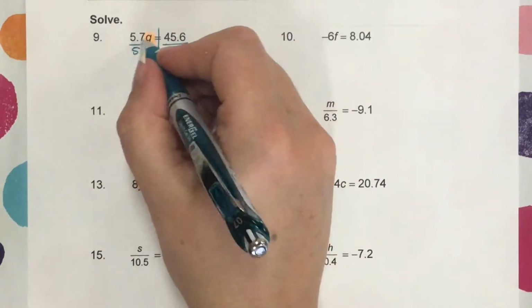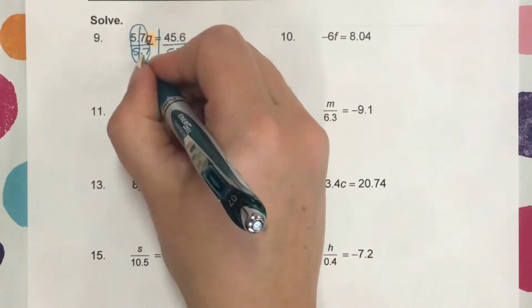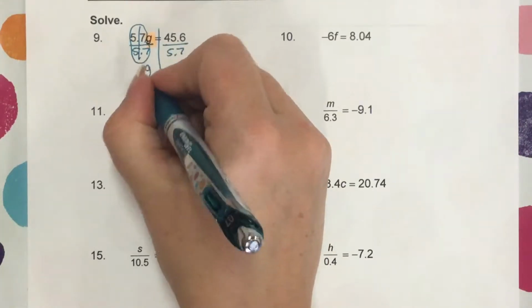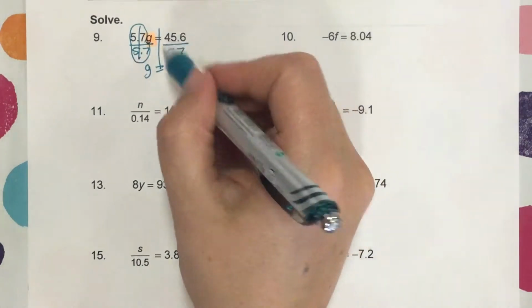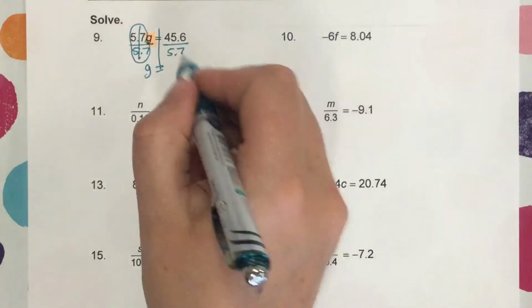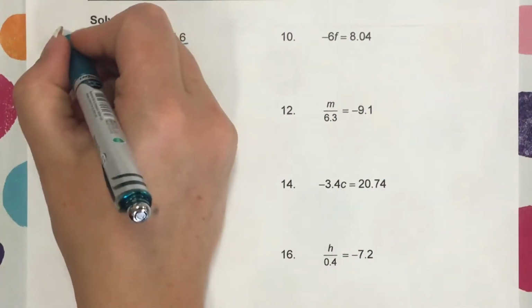5.7 divided by 5.7, that is equal to 1. 1 times G is just G. Okay, so now G is by itself. We can figure out what it is. We just need to do this calculation. So I'm going to go over to the side and do this division here.